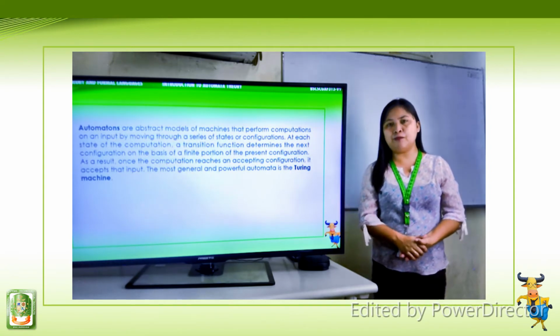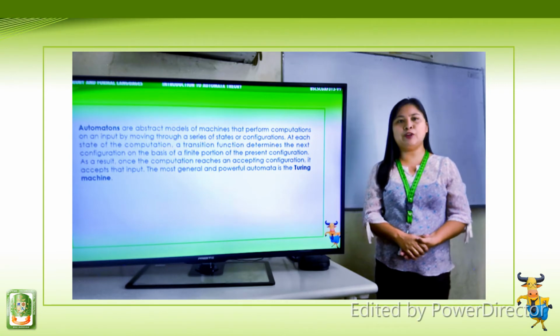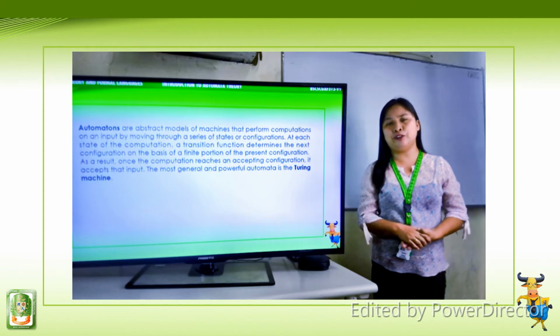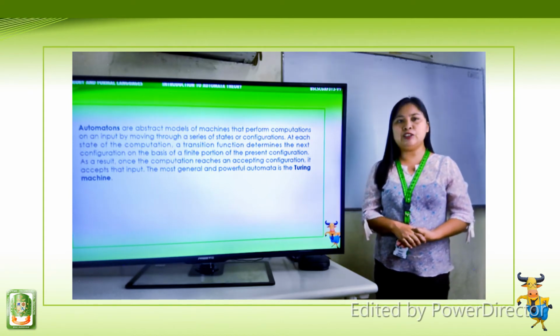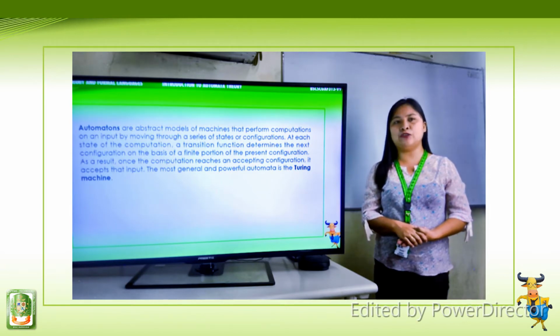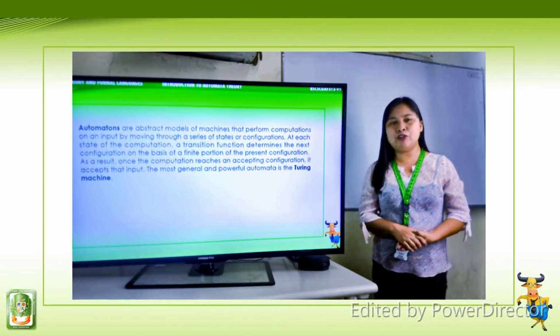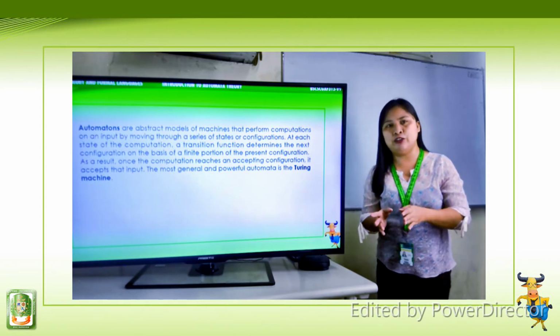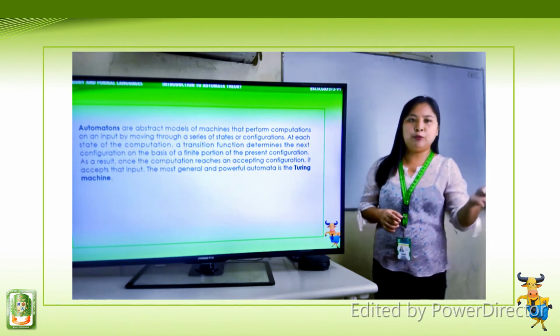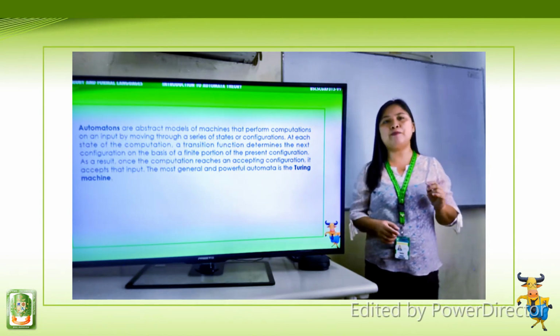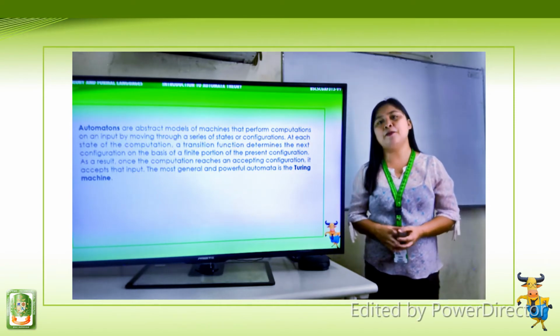Automata are the abstract models of machines that perform computations on an input by moving through a series of states or configurations. At each state of computation, a transition function determines the next configuration on the basis of a finite portion of the present configuration. As a result, once the computation reaches an accepting configuration, it accepts that input. And the most general and powerful automaton is the Turing machine.